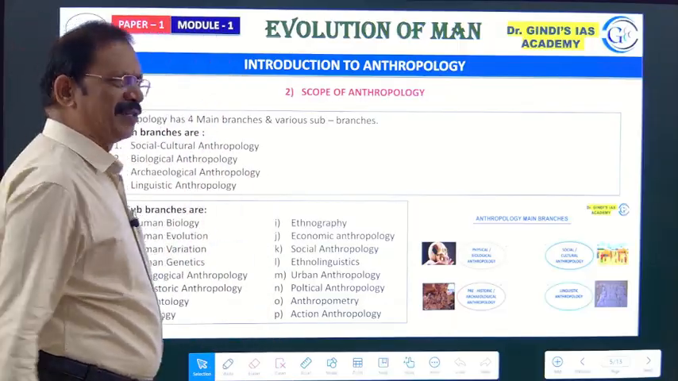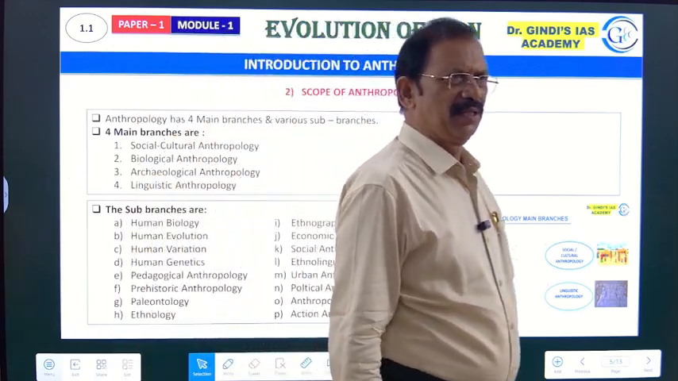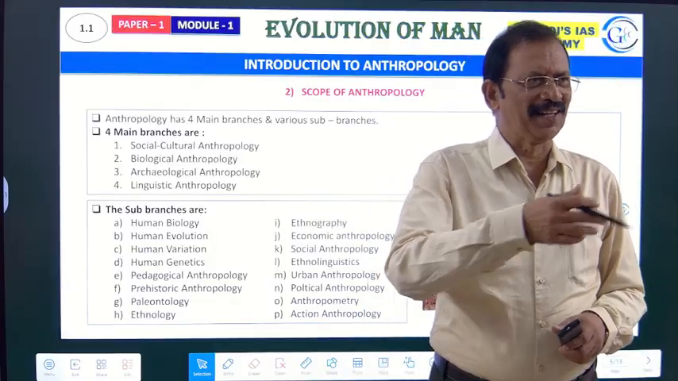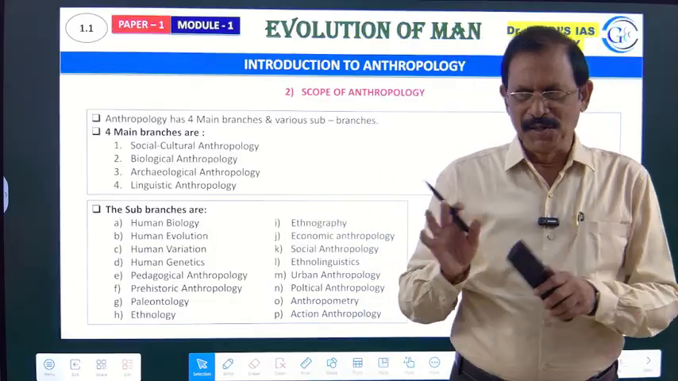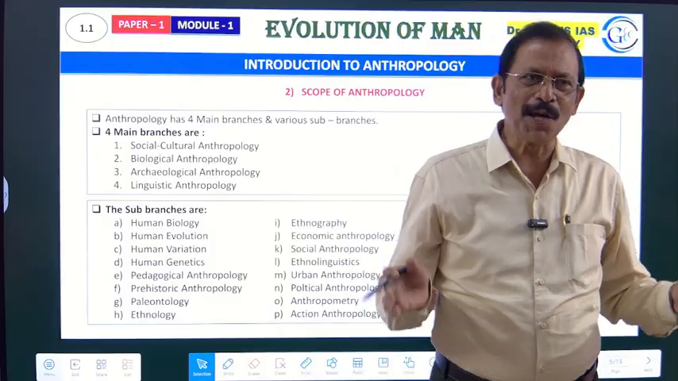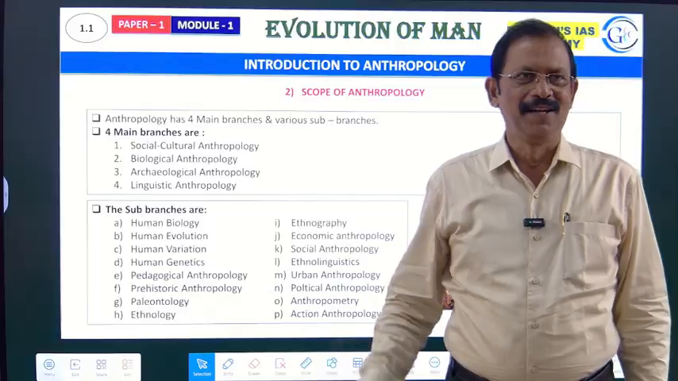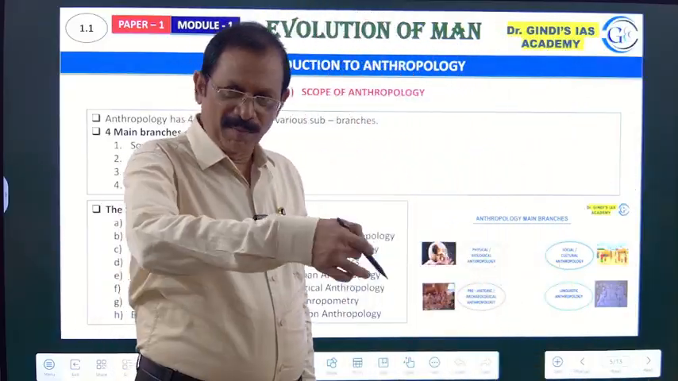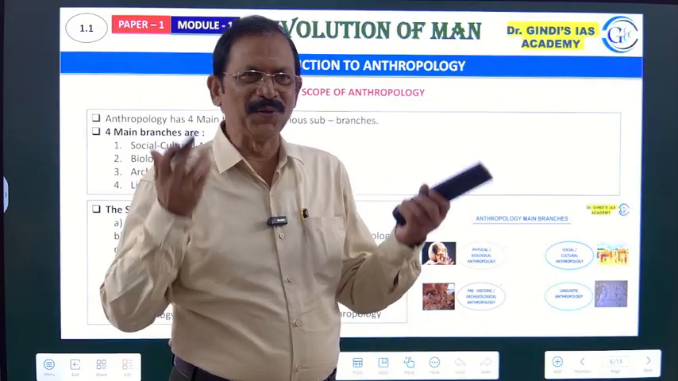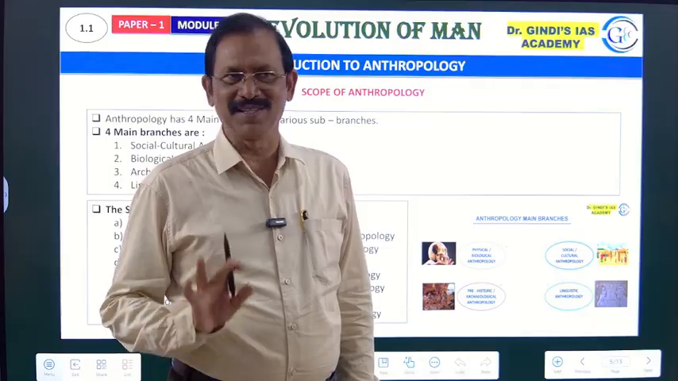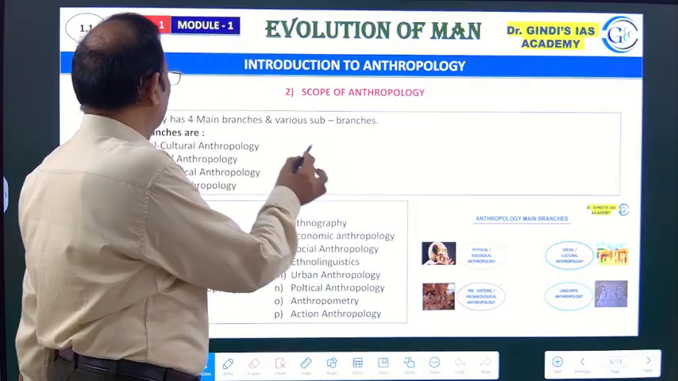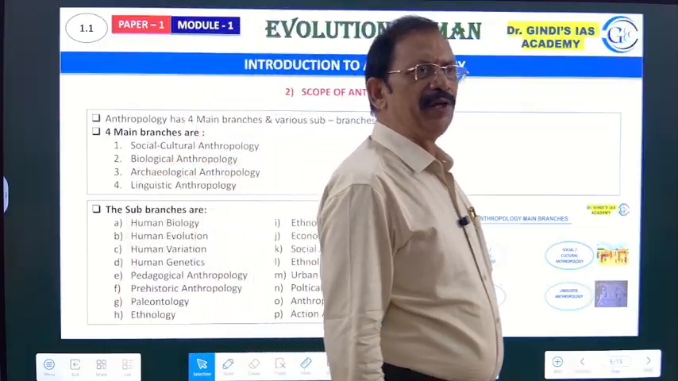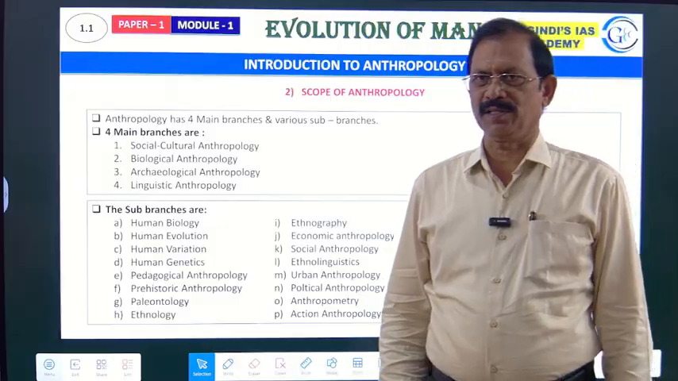Anthropology has four main branches. First of all, we should know the boundaries. If you want to play a game, cricket or volleyball, whatever it may be, there should be some boundaries. Even for subjects also, there should be some boundaries. Am I right? Yes. So what are the boundaries? There should be some confinement within which we can do research or study. What are the branches? For the convenience of our study, anthropology can be divided into four main branches.